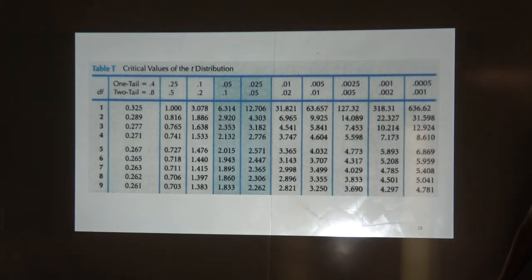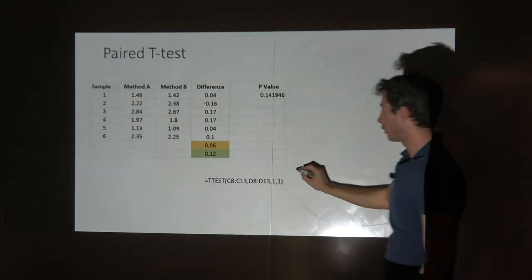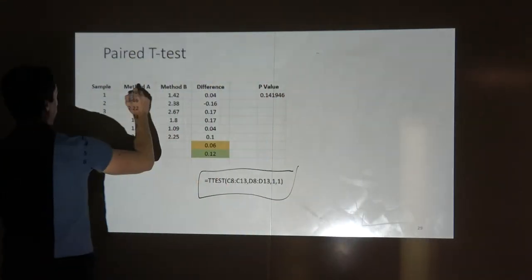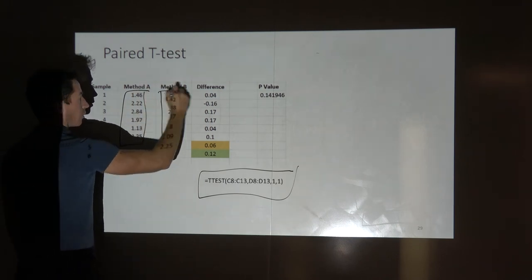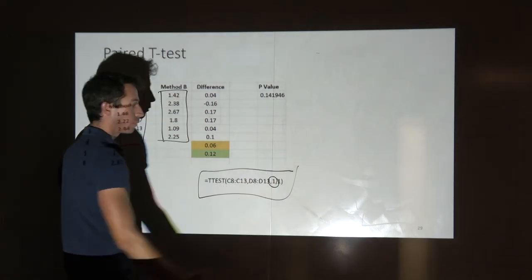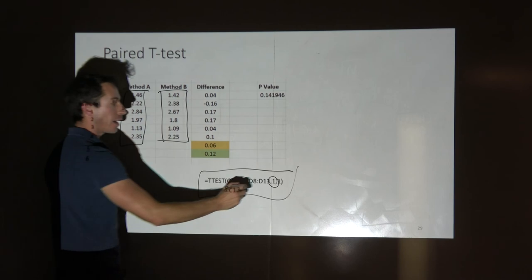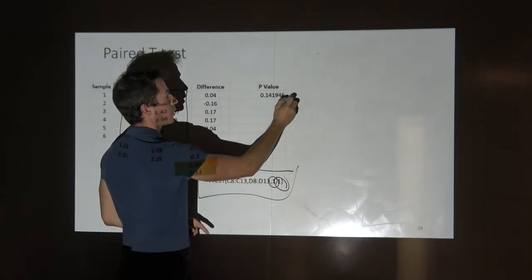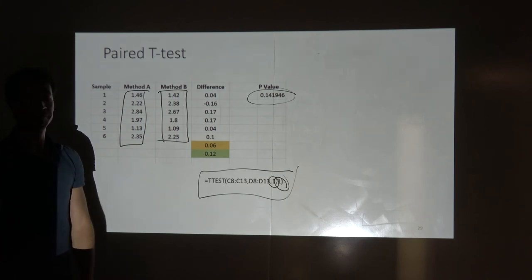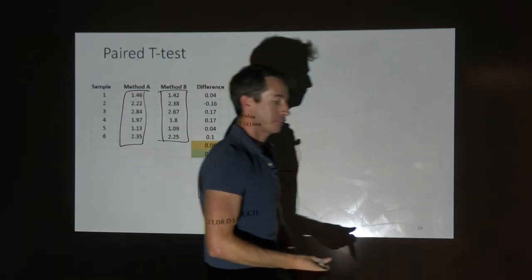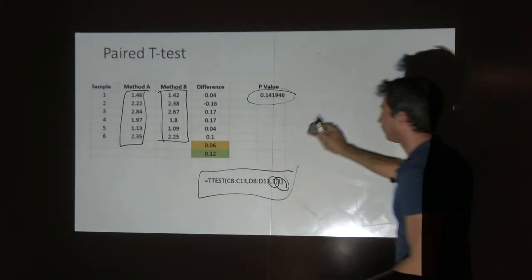Okay? How would that look in Excel? What would you write for Excel? So here is t-test again. So array one would be these cells. Array two would be these cells. And then here it's one because it's a one-tailed test. And type is one because it is a paired t-test, okay? And so the p-value it gives you here is 0.14, which is greater than 0.1 and less than 0.25, as we predicted from the table, okay? Good.